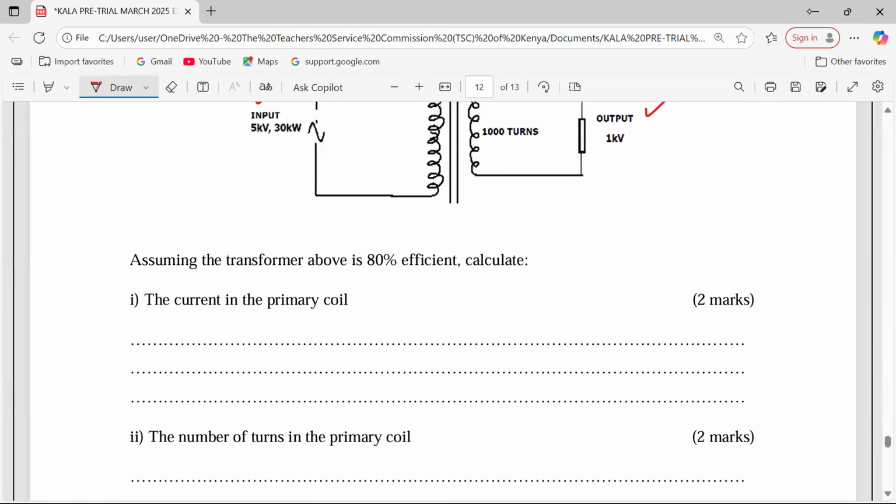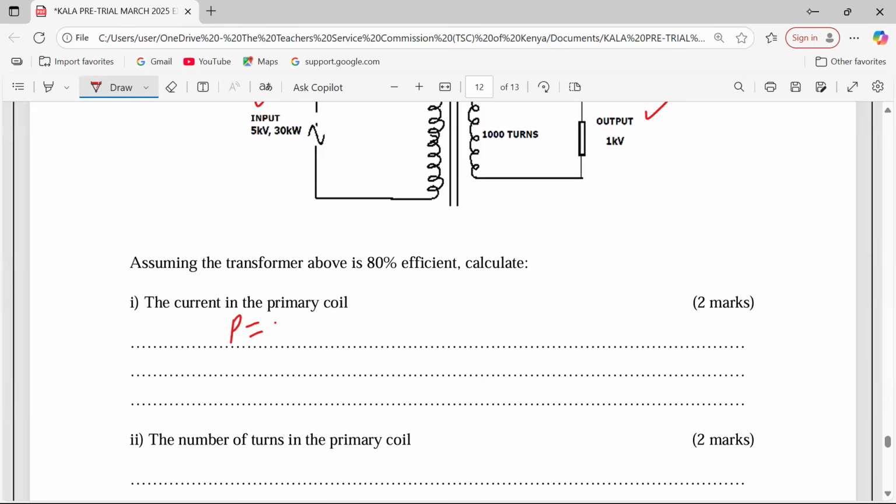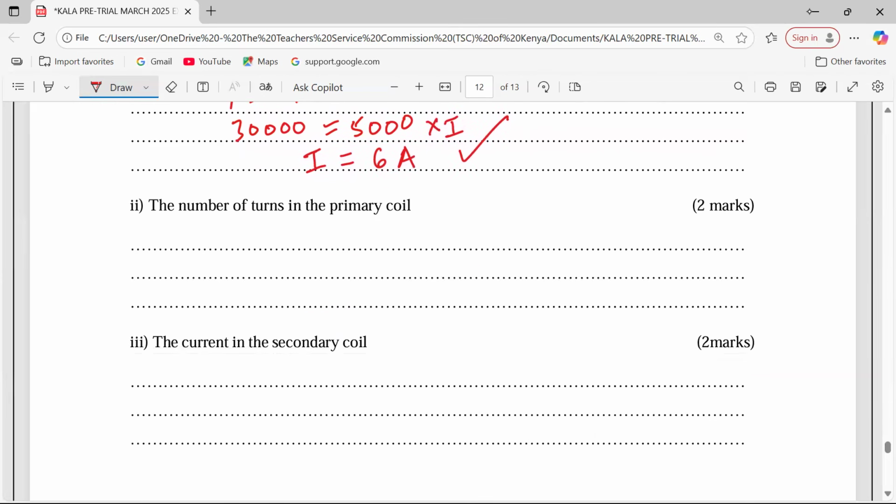So in the primary coil, we have the power and we have the voltage. And we know that power equals VI. Therefore, the power, which is 30 kilowatts, means 30,000 watts. Then 5 kilovolts means 5,000 volts, times the current. So the current shall be 30,000 divided by 5,000. We're going to get 6 amperes. Look at the second question on that point.